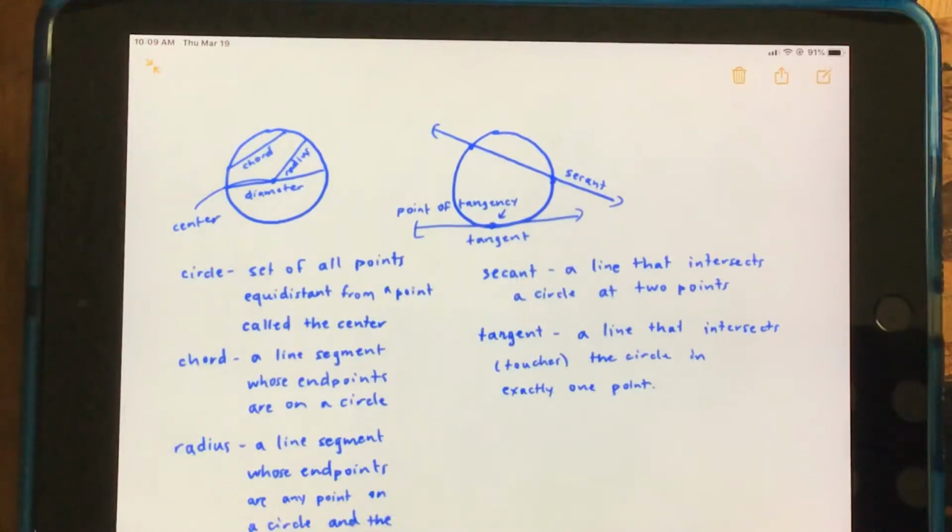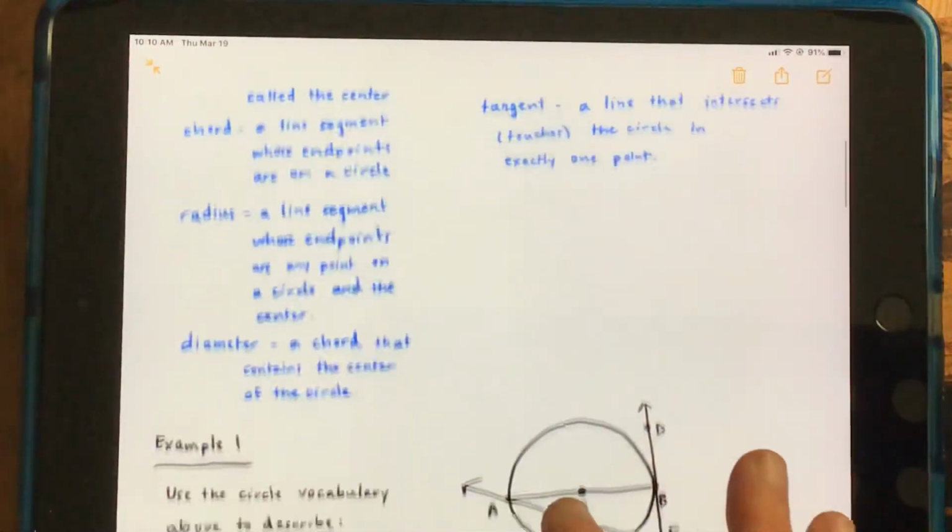If that secant does not extend beyond the circle and stays within the circle, it actually would be called a chord, as you see on the left-hand side. A tangent, which we're going to be spending a lot of time working some problems based on tangents. A tangent is a line that intersects or touches the circle in exactly 1 point. Make sure that you have those definitions on your paperwork and make sure you've drawn the pictures so you have a good understanding of the vocabulary as we begin working some problems.